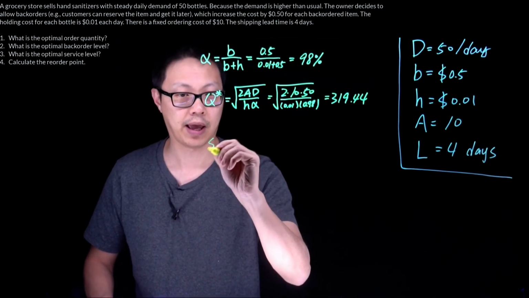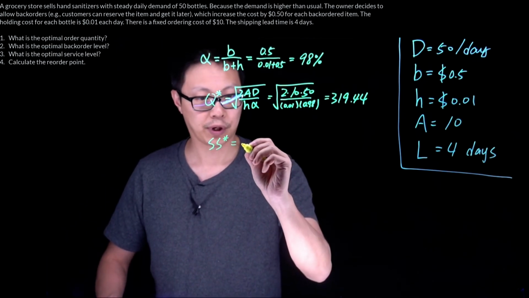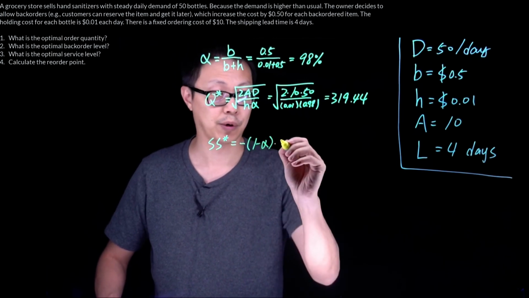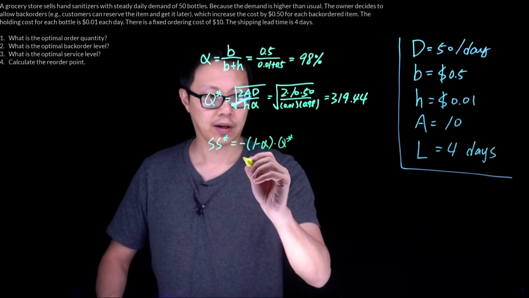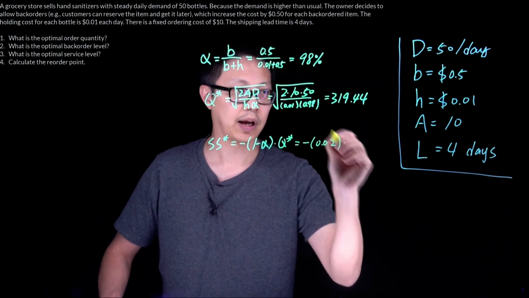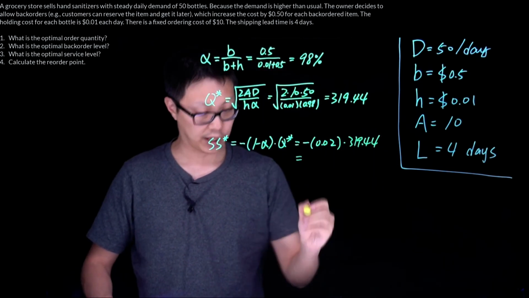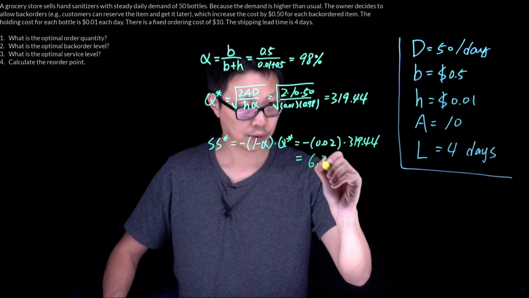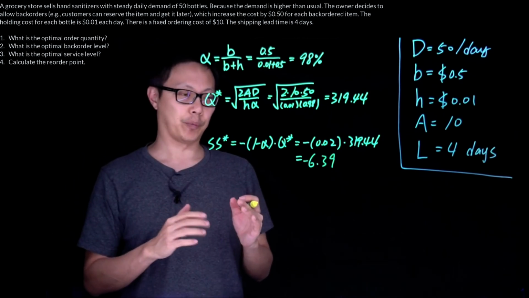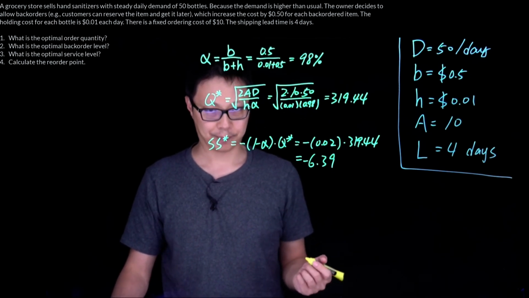And we call it SS star. The SS star formulation will be equal to negative 1 minus alpha times your optimal order quantities. In other words, it will be negative 0.02 times 319.44, roughly equal to negative 6.39. So it means that your back order level will be 6.39 units, and you don't want to accept a back order that is higher than that.